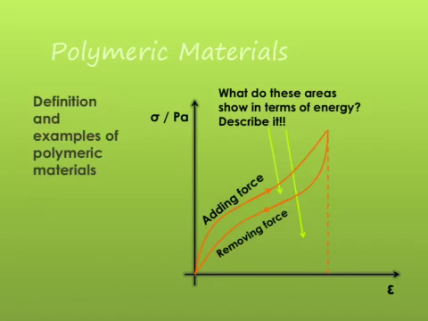The third type of material is polymeric material. And this type of material has a unique stress and strain graph. When you apply force to it, it will stretch along this curve. When you remove the force, it will come back along this curve, back to the original length. A good example is a rubber band. And study the definition. Also look at the significance of areas under the graphs.